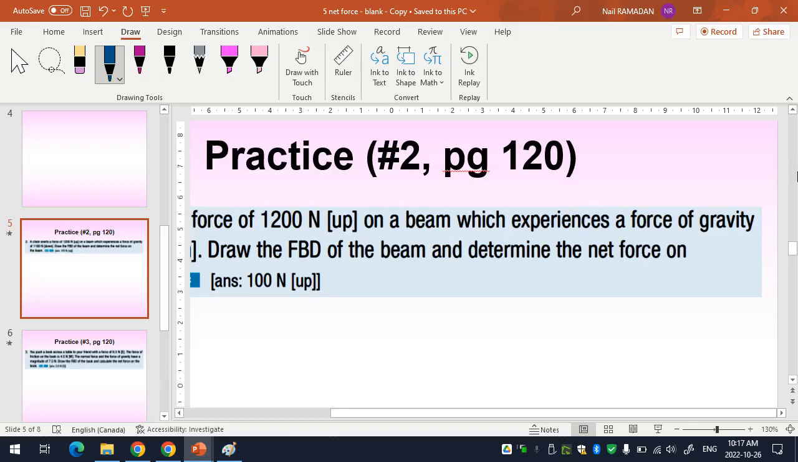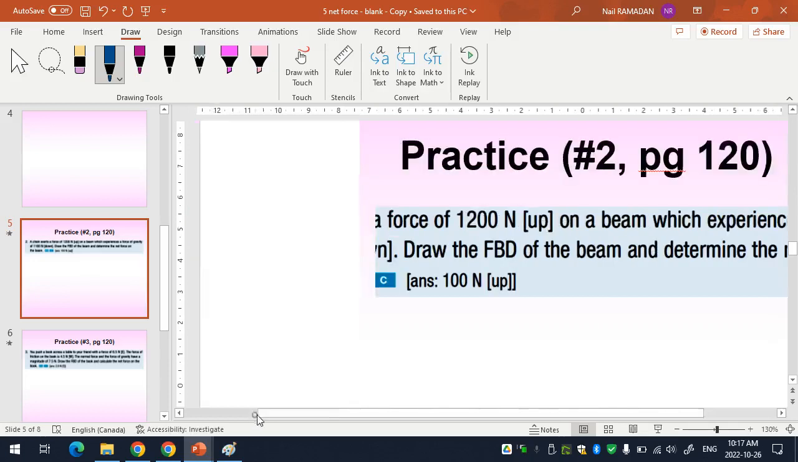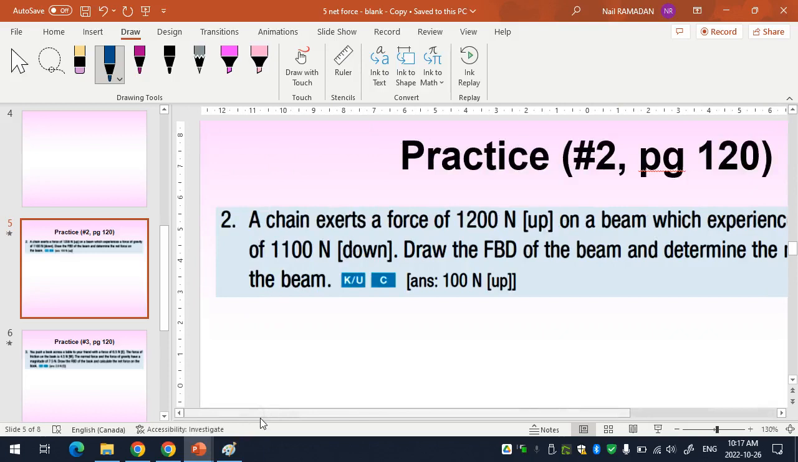What's going on here? A force of 1200 newtons up on a beam. Who knows what a beam is? Basically a steel structure, a rod used, for example, in construction, which experiences a force of gravity. What's another name for force of gravity? One word name. Nope. No. Okay. Everyone, pencils down. Pencils down.